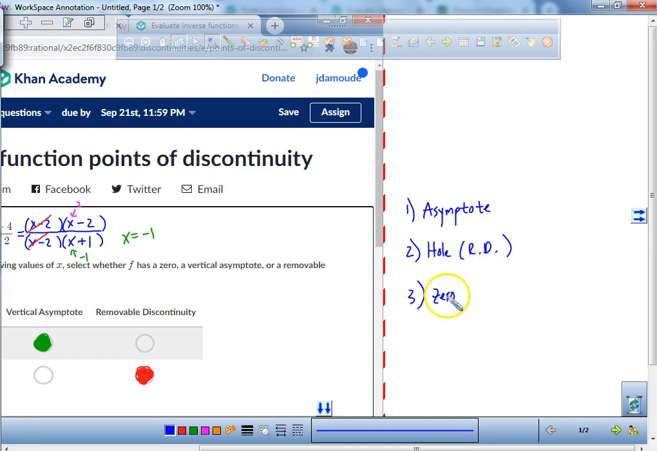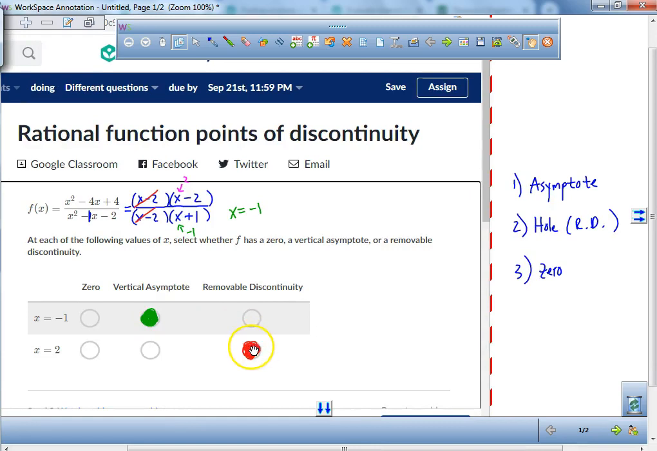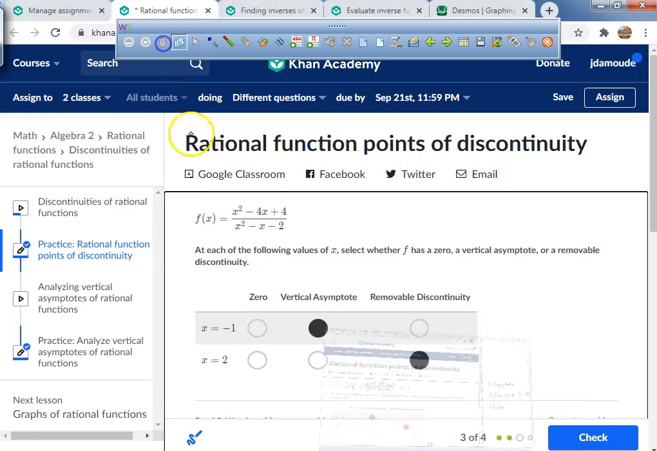And if you have to choose between a hole and a 0, choose the hole. So that's why I'm choosing the removable discontinuity over the 0 for my answer.